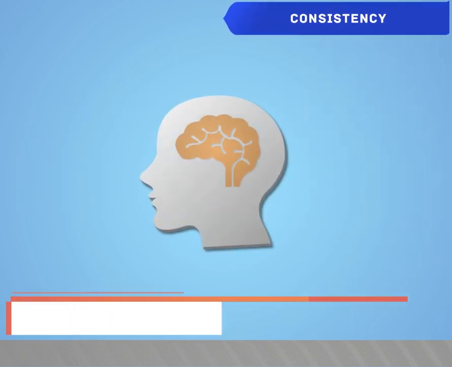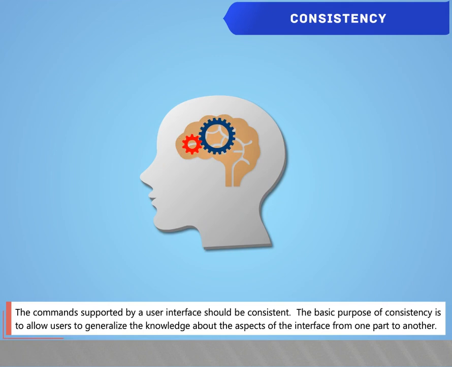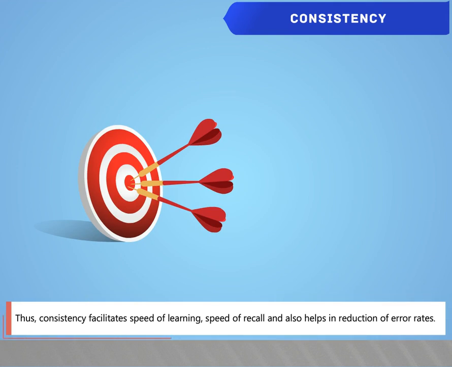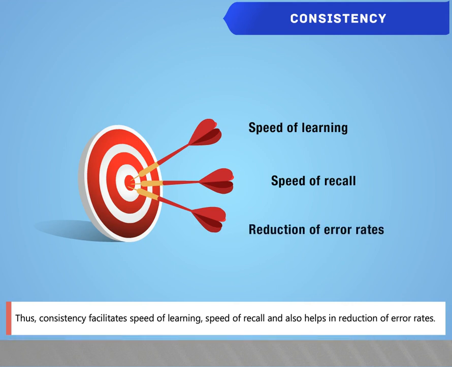Consistency. The commands supported by a user interface should be consistent. The basic purpose of consistency is to allow users to generalize their knowledge about the aspects of the interface from one part to another. Thus, consistency facilitates speed of learning, speed of recall, and also helps in reduction of error rates.